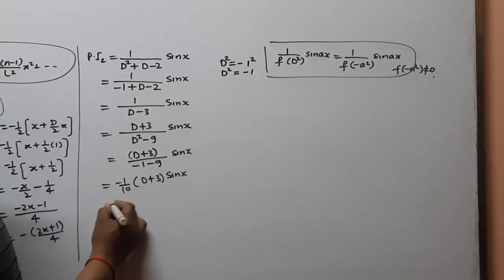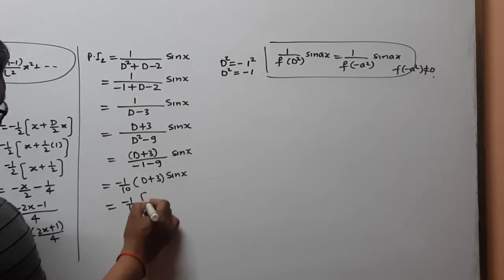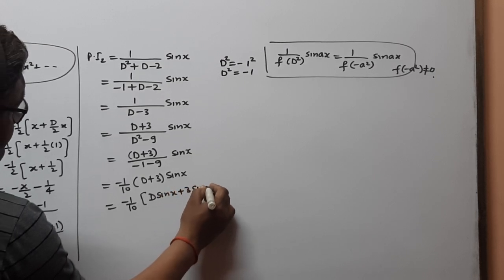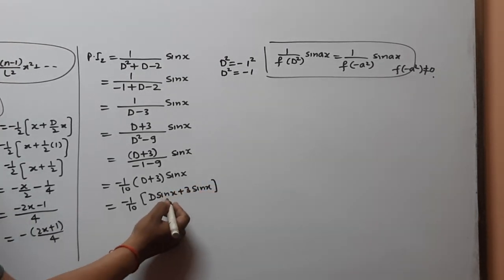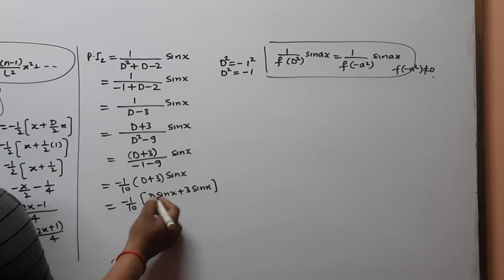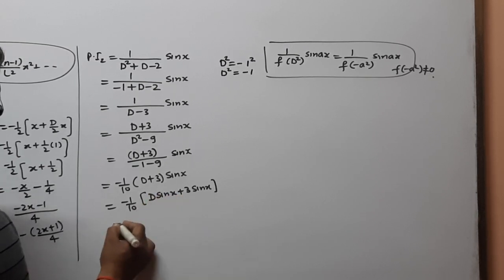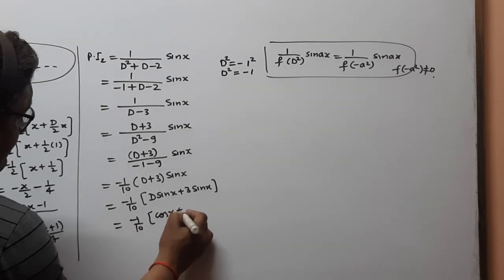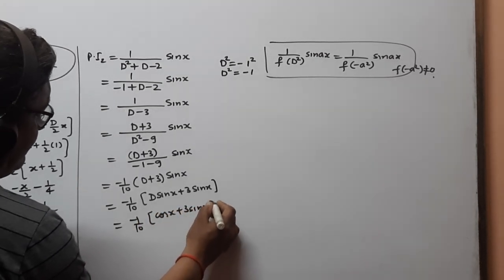Now we multiply this sin x inside the bracket, so we get d of sin x plus 3 of sin x. D of sin x means differentiation of sin x with respect to x. So differentiation of sin x is cos x. So this is minus 1 by 10 times cos x plus 3 sin x.